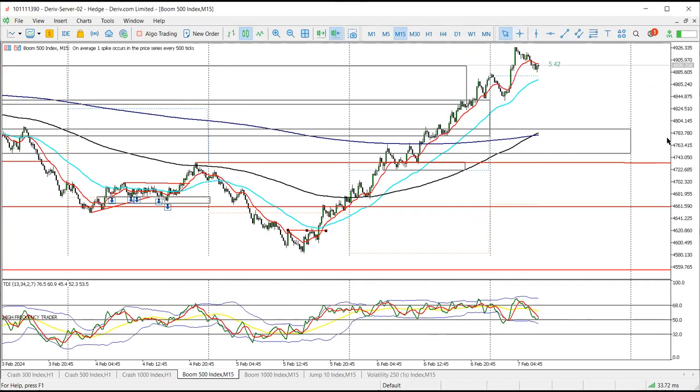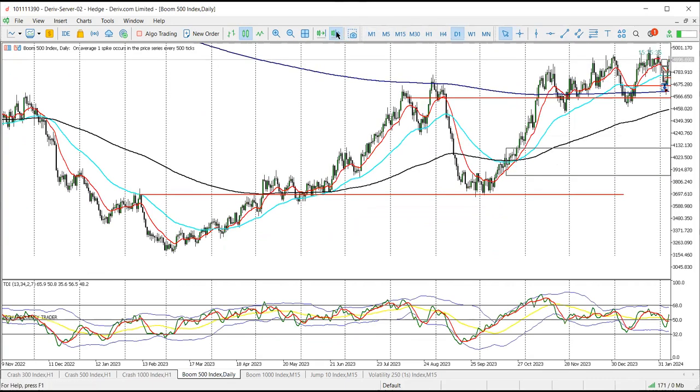B500s, we had a flip zone buy yesterday. Today we might get another one. Let's see what we have on the daily.